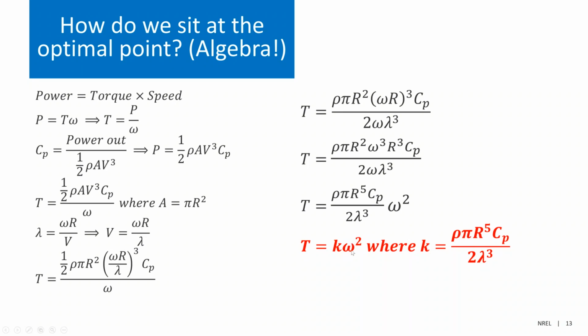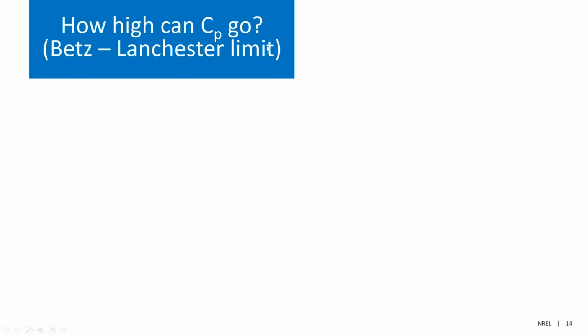And that's how you can control your wind turbine to generate optimal power. Very simple derivation. The question, though, is how high can CP go? Can it be unlimited? This is called the Betz-Lancaster limit.